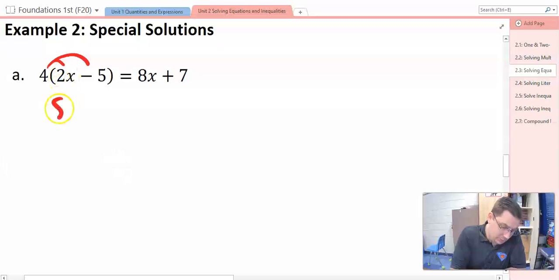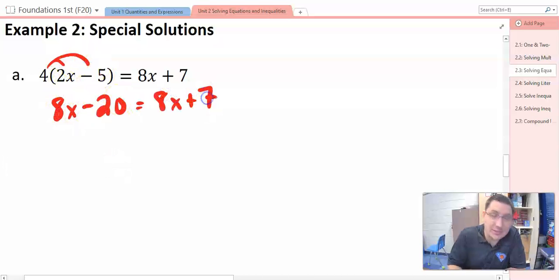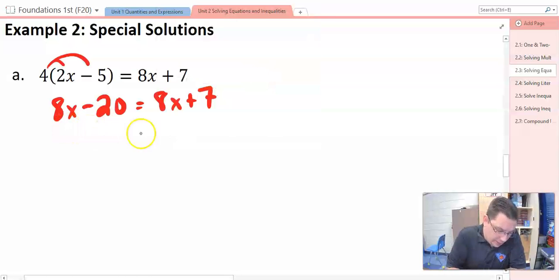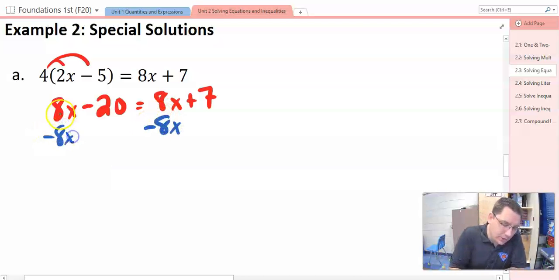So 4 times 2 is 8, minus 4 times 5 is 20, and that's equal to 8x plus 7. Now, we want to get the variables to the same side, right? And so, well, I got 8x and I got 8x. Well, neither one's smaller, right? So, does it matter which one I move? No. So, let's subtract just 8x from both sides, right? Because if I do this, I'm subtracting 8x to this side. If I do this one, I'm subtracting 8x to this side, right? It's the same step. But watch what happens.